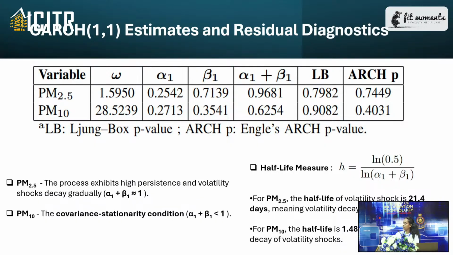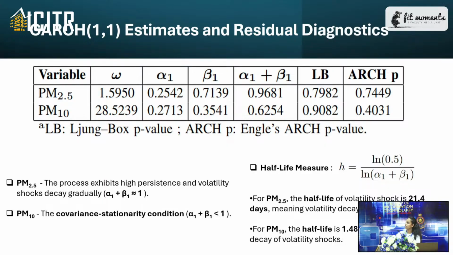Here I mention the results for the GARCH(1,1) estimate in the first three columns: omega, alpha 1 and beta 1. Omega is the constant for the GARCH(1,1) model, alpha 1 represents the ARCH effect, and beta 1 represents the GARCH effect. The last two columns show the Ljung-Box p-values and ARCH p-values. These are all greater than 0.05. That means there is no more ARCH effect after applying the GARCH(1,1) model.